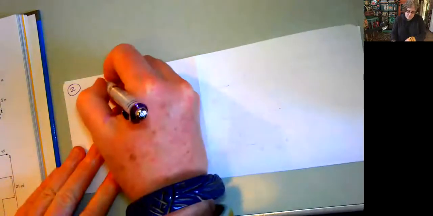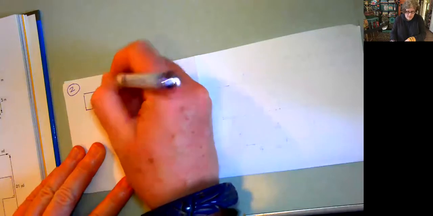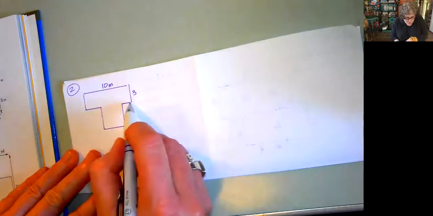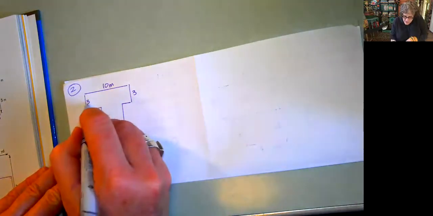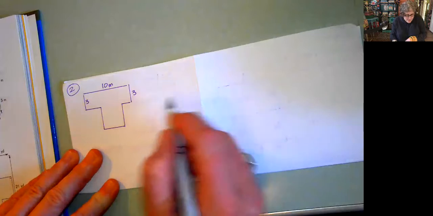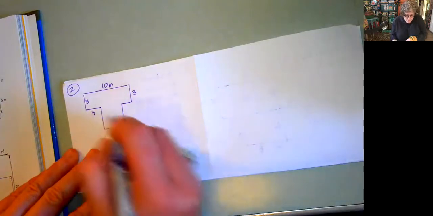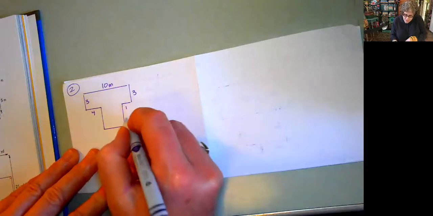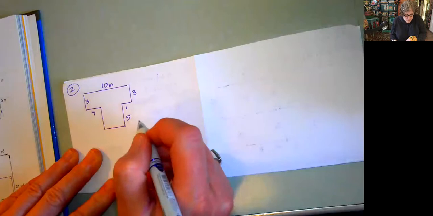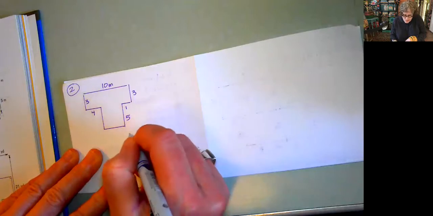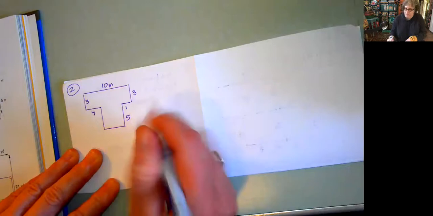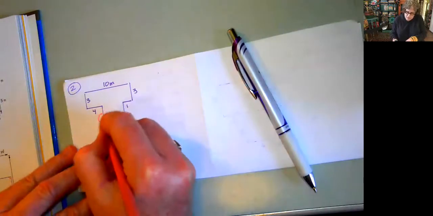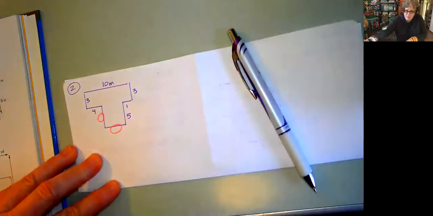This is 10 meters. This is 3. These look like they're the same length in the picture, so I'm assuming this is 3 as well. And then this is 4. This is 1. This is 5. And I think that's all the information we have. So we've got to know this and this in order to find the perimeter, right?